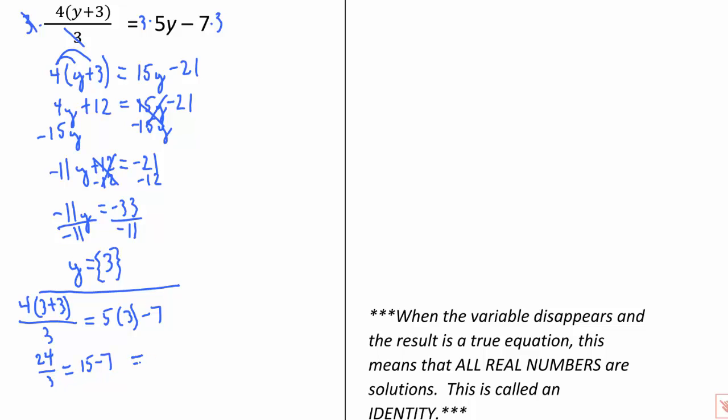24 divided by 3 is 8. 15 minus 7 is 8. Notice that 8 equals 8. That's an identity. Excellent. That means that y equals 3 is in fact our solution set.